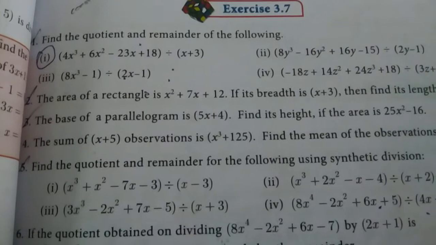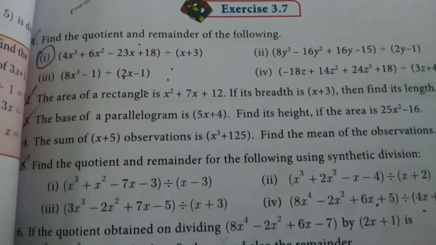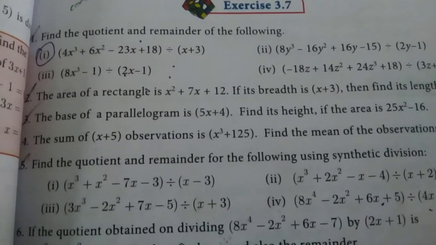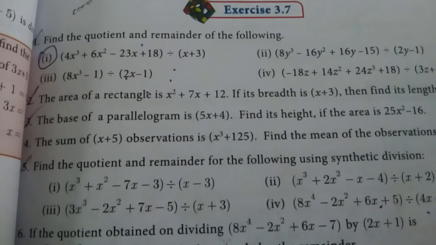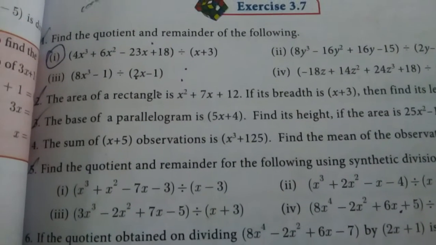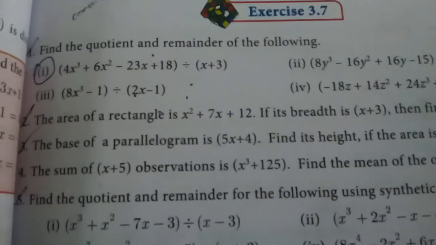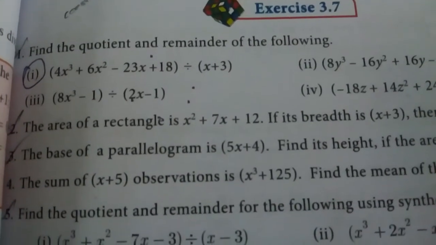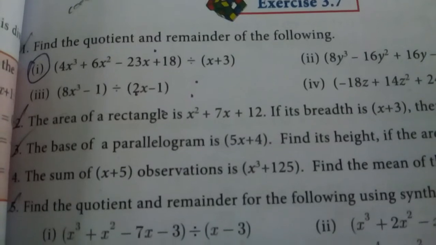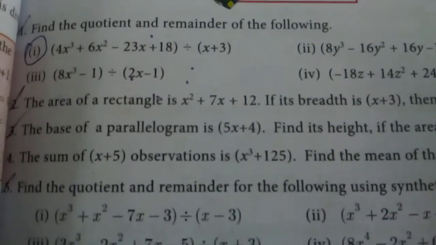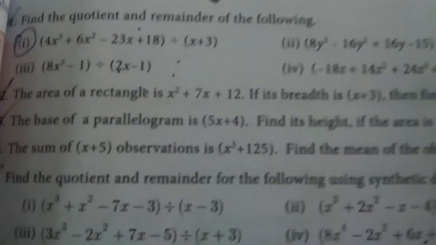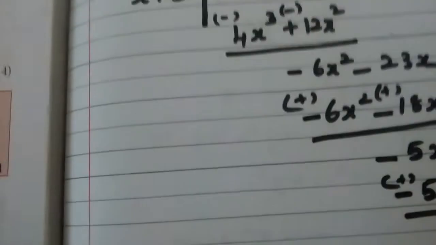This is based on the division, like a division algorithm for polynomials. We are going to divide the polynomial by the terms. So the first question is: find the quotient and remainder of the following. It is given that 4x cubed plus 6x squared minus 23x plus 18 divided by x plus 3. So the way we do the division, let me show you now.